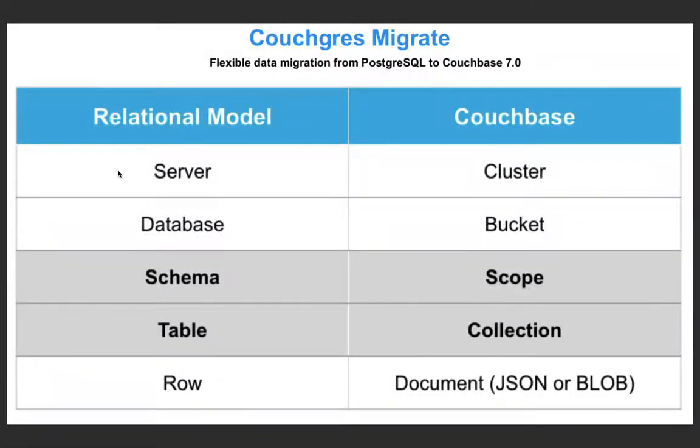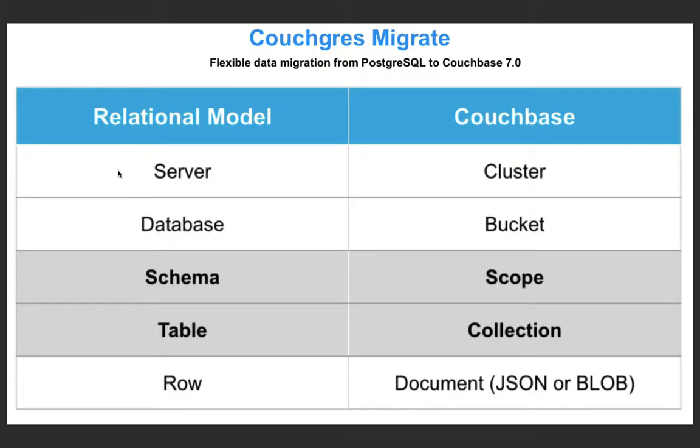My project, Couchgres Migrate, is a tool for small to medium scale migrations from PostgreSQL to Couchbase 7.0 with a flexible and easily customizable approach using JSON files. The mapping between the two databases is as follows.